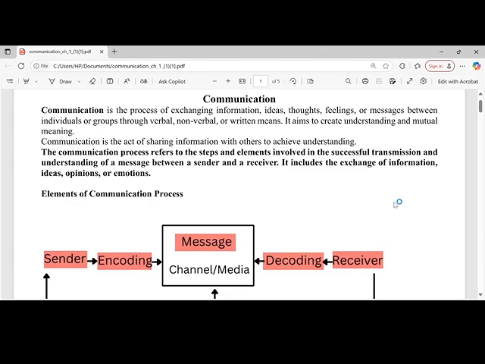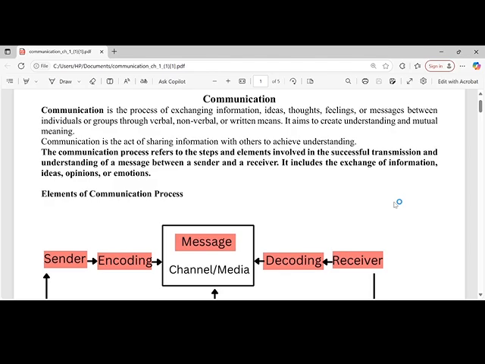So what is communication? It is a process of exchanging information, ideas, feelings, any kind of message between two or more individuals or a group. And it can be through verbal, non-verbal or written means. Its main aim is to create understanding and mutual meaning. It is an act of sharing information with others to achieve understanding of the message which the sender wants to convey. So it includes the communication process.